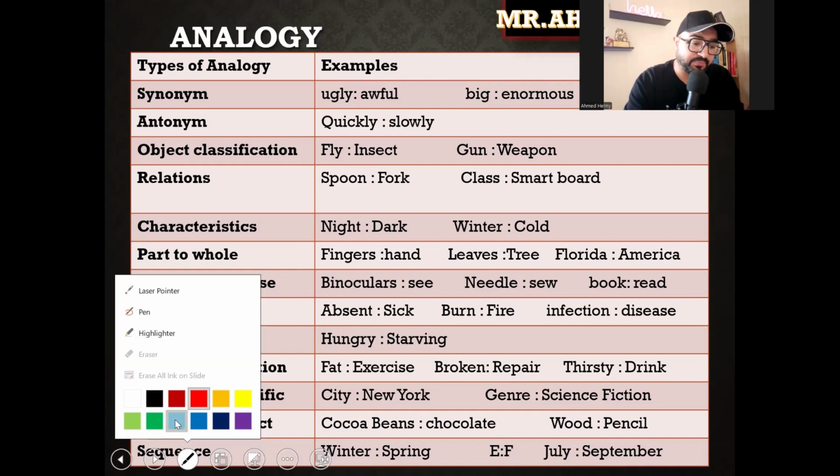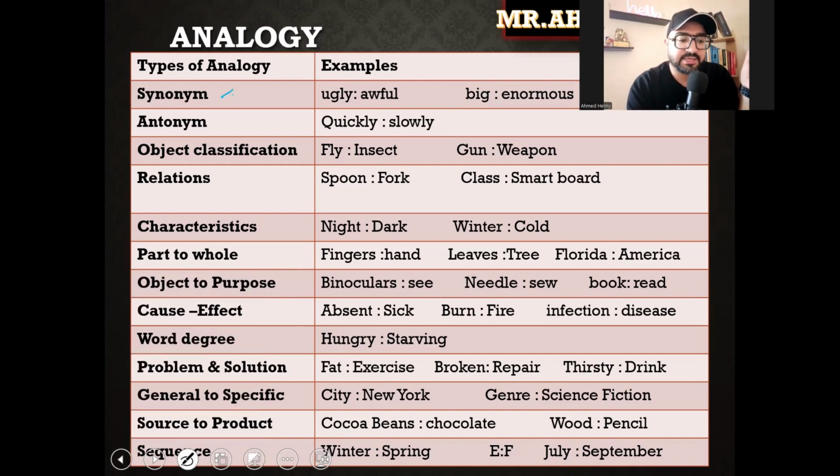The first one is called the synonym, which basically means the same meaning of the word. For example, we have here the word ugly and the word awful. What's the relation between ugly and awful? They both have the same meaning, just like big and enormous. We can also call big and enormous word degree, but we will get to that later. The second type of analogy is called antonym, or as we call them, opposites, like quickly and slowly.